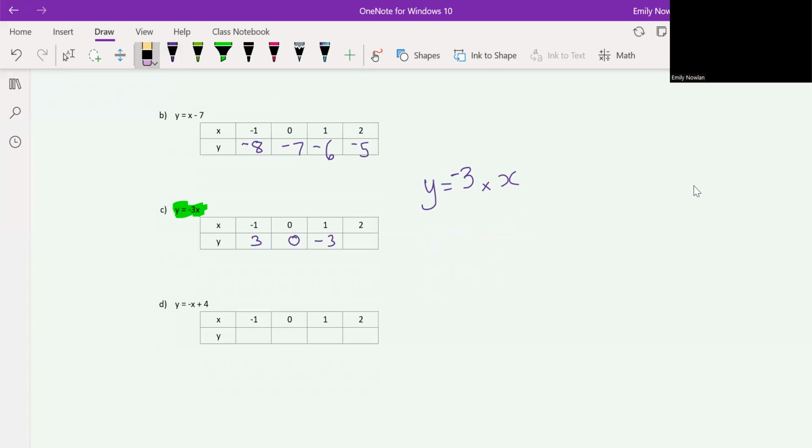Okay, and then the last one is x is equal to 2 now. So it's y equals minus 3 times 2. And minus 3 times 2 is minus 6. And you put that in there. Okay. The last rule we're using is here. This is the rule we're using now.